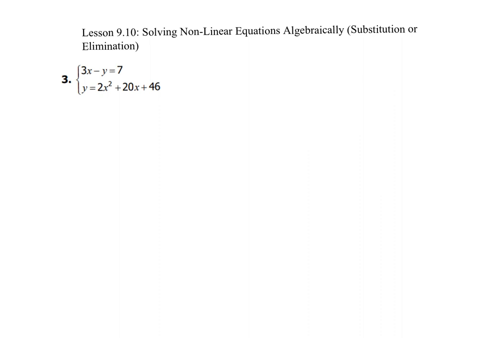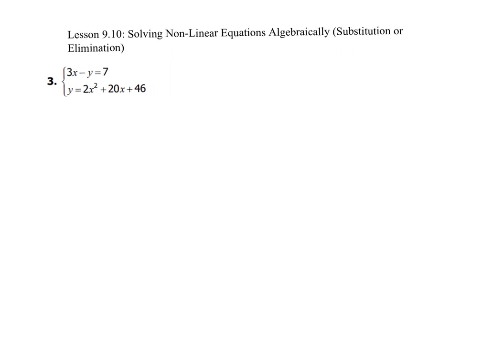We have 3x minus y equals 7, and y equals 2x squared plus 20x plus 46 as our system here. Again, notice this is not aligned properly to do the elimination method, so we will be using substitution again. And to make substitution a little nicer, I'm going to look at this top equation and solve it for y.